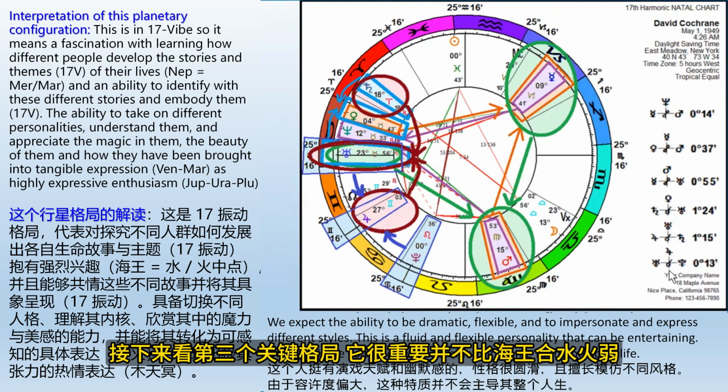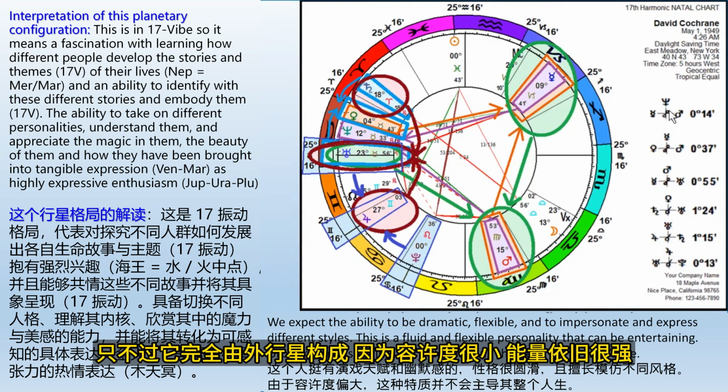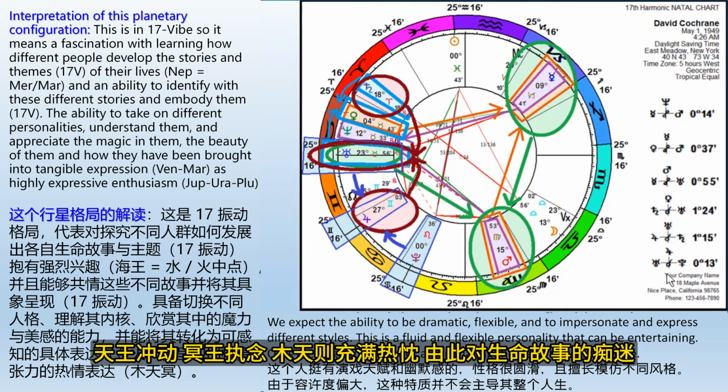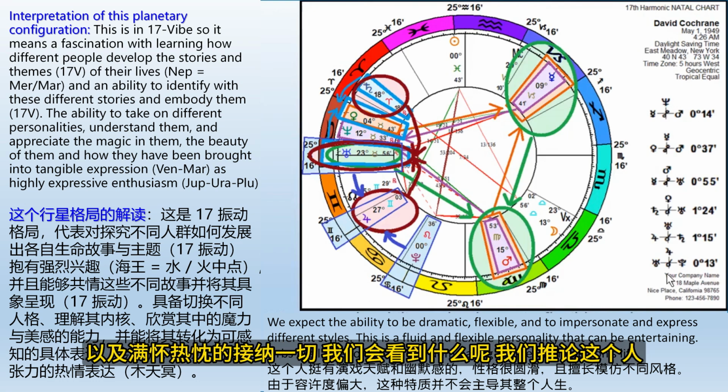And then our third big one, and it's very, very important. It's really not that much weaker than Neptune at Mercury, Mars. It's just outer planets. It's still strong because of how exact it is. What does it do? Jupiter, Uranus, Pluto is like mad, crazy enthusiasm. Compulsive Jupiter, Uranus. Compulsive is Pluto. Jupiter, Uranus is enthusiastic. So what you get is this fascination with the storylines and an enthusiastic embracing of them.